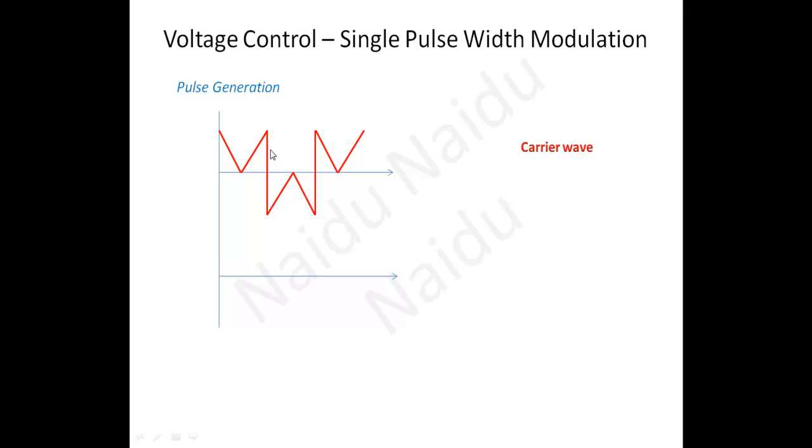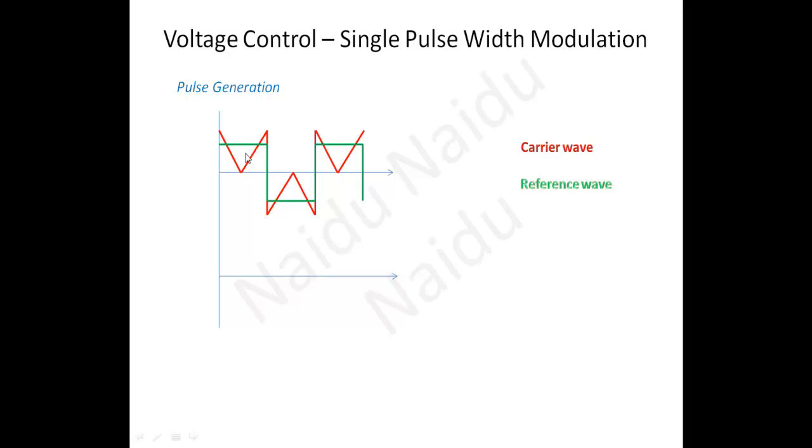Carrier waveform, most of the times, is a triangular waveform. This waveform will be given to the comparator, nothing but an op amp. One of the inputs to the op amp will be this one. Then we will take the reference voltage, the reference wave. That reference wave is a square wave. That square wave will be given to the second input of the comparator.